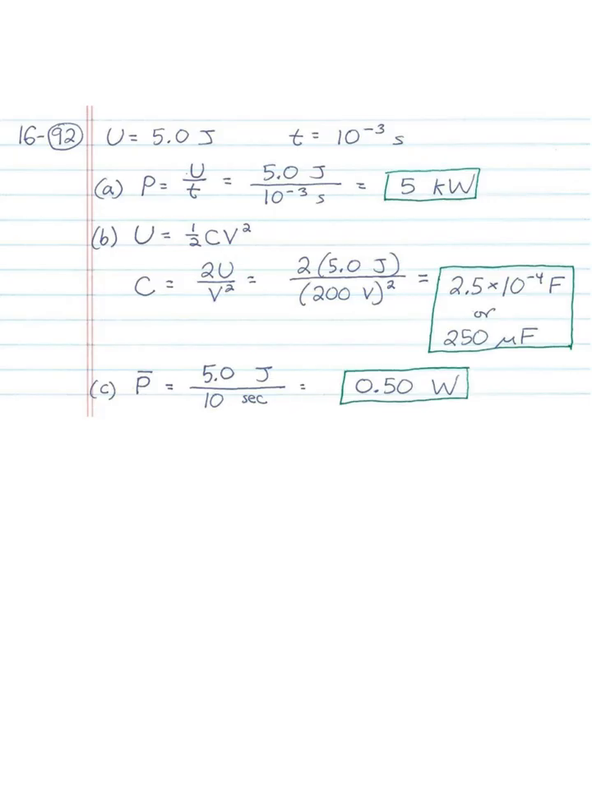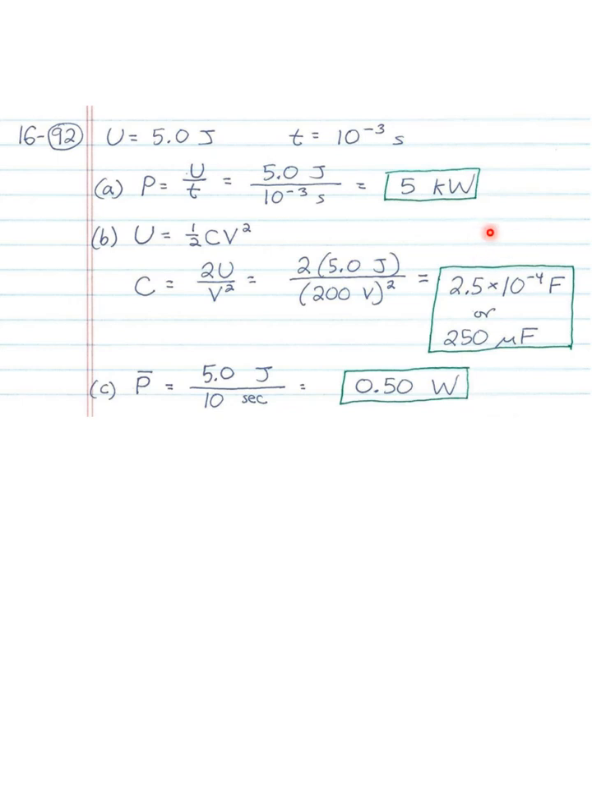Question number 92. A camera flash tube requires 5 joules of energy per flash. The flash duration is 1 millisecond. A, what power does the flash tube use while it's flashing? B, if it operates at 200 volts, what capacitance is needed to supply the flash energy? And C, if the flash tube is fired once every 10 seconds, what's the average power consumption?